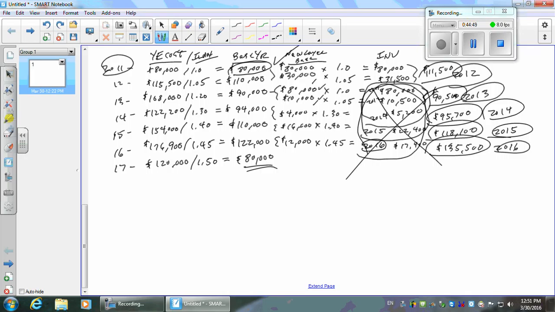Okay, let's make it 140 instead. Say it had been 140. Do that one for me, just to make sure you can do this. Divide it by 1.5. It's not 80 anymore. What is it now? 93,333. Value the inventory for me. That's in base year dollars, right? Yeah. Base year, 2011 dollars.